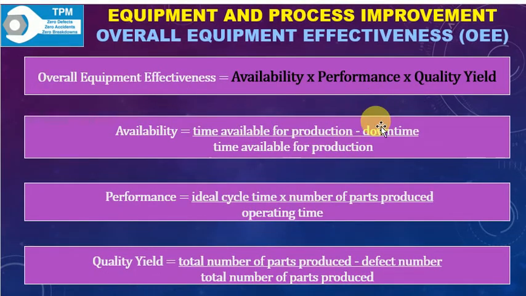Now what are the formulas for calculating this OEE? Availability is equal to time available for production minus downtime, upon time available for production. Performance is the ideal cycle time into number of parts to be produced, upon the operating time. Quality yield is equal to total number of parts produced minus defect numbers, upon total number of parts produced. The product of all these is called the OEE.